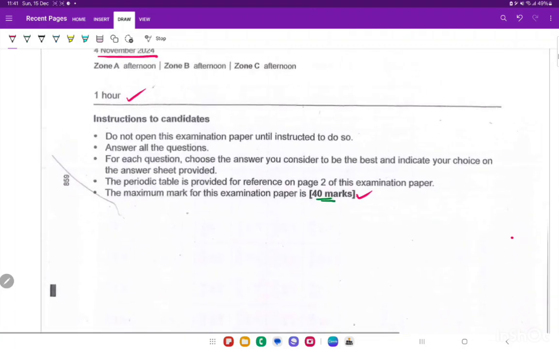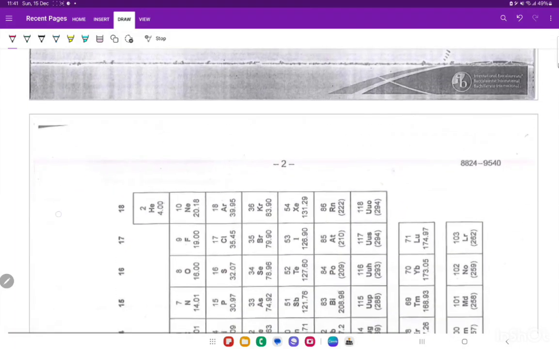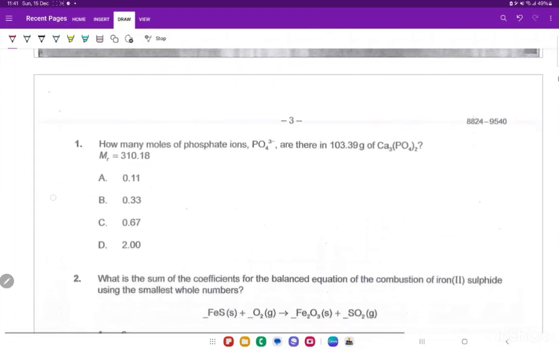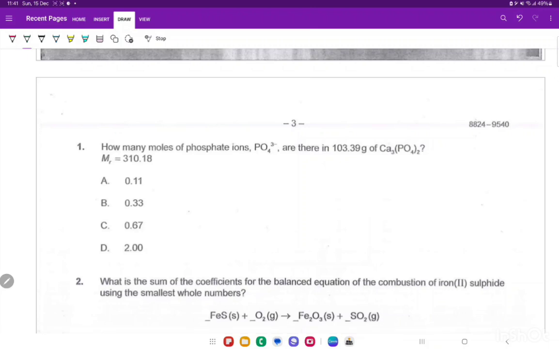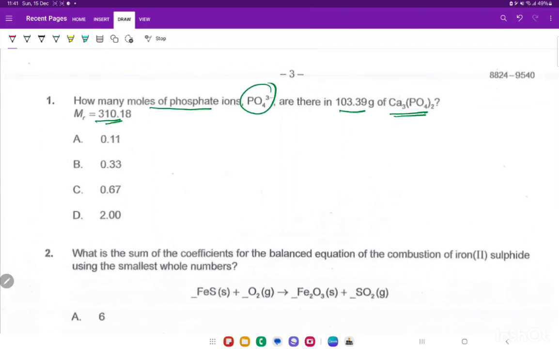Now we are going to start with question number 1, which is, as usual, the question on the mole concept. It always comes. The question is, how many moles of phosphate ions, PO4 3-, are there in 103.39 grams of calcium phosphate, whose molar mass is 310.19? They are asking for moles of phosphate ions, and the molar mass and the mass of calcium phosphate are given. So first I'll find the moles of Ca3(PO4)2.